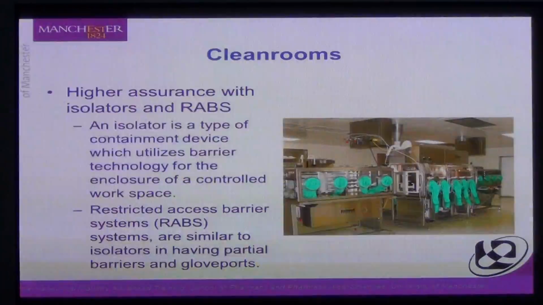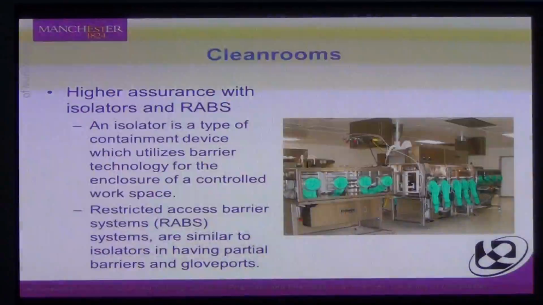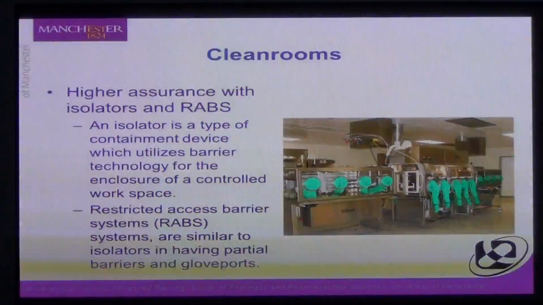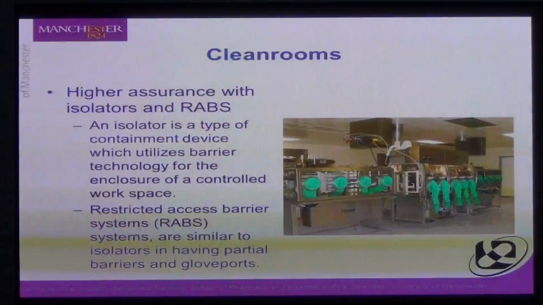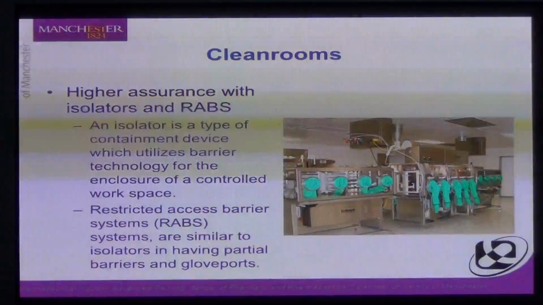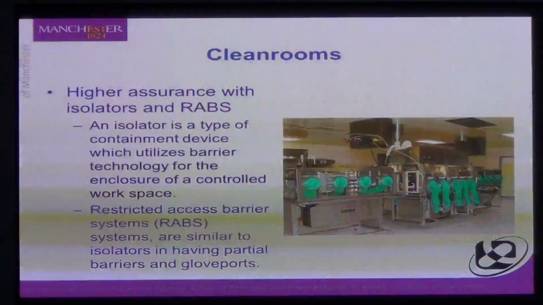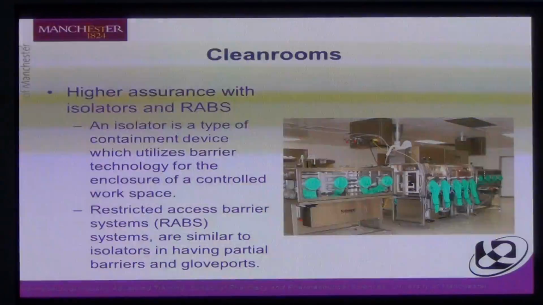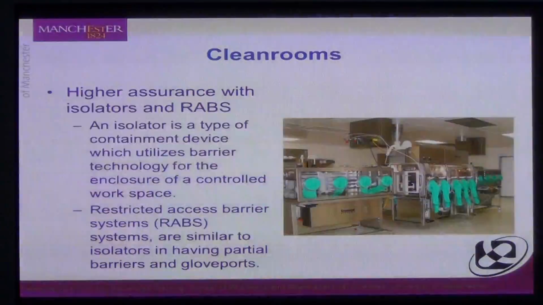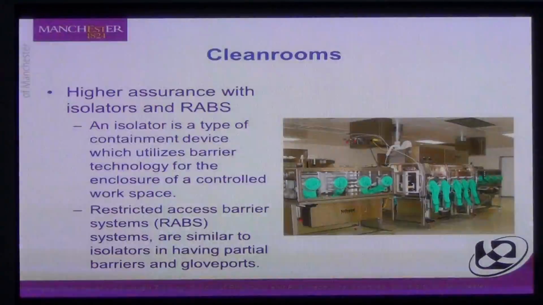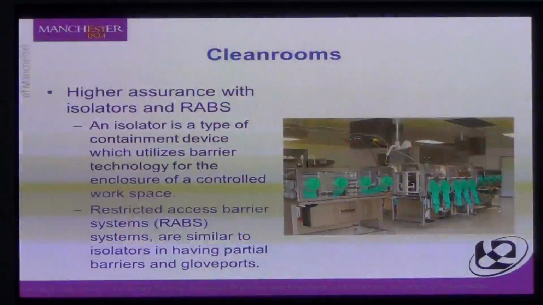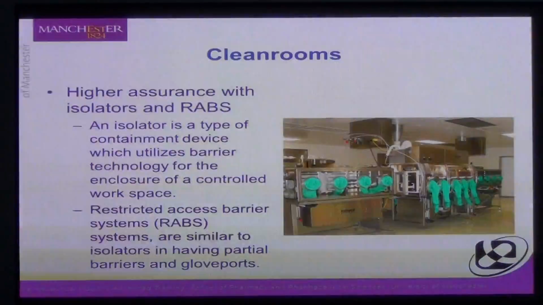Although clean rooms are good, we get better assurance from the use of isolators and RABs. RAB stands for Restricted Access Barrier System. Both are containment environments, and they use barrier technology to create enclosed workspaces, which mean that people do not directly interact with those workspaces, thereby affording us greater control and less chance of contamination ingress.